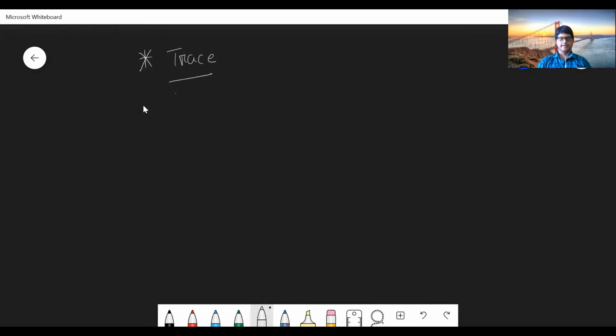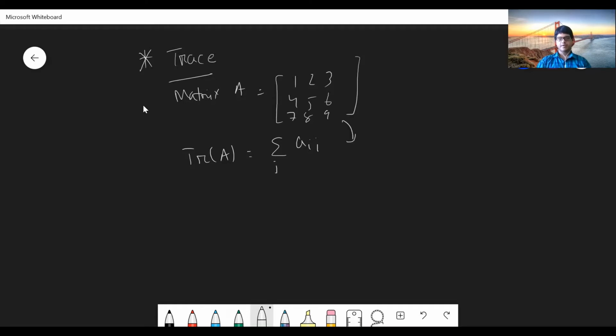Now, given a matrix A, let's say represented by 1, 2, 3, 4, 5, 6, and 7, 8, 9. If I have to find the trace of matrix A, it is going to be the sum over all i of A_ii. It means I have to sum all the diagonal elements of the given matrix. So in this case, it would be 1 plus 5 plus 9, that is going to be 15. Fine. Now this is defined as trace.